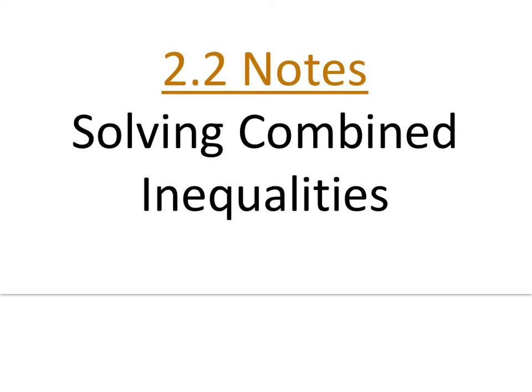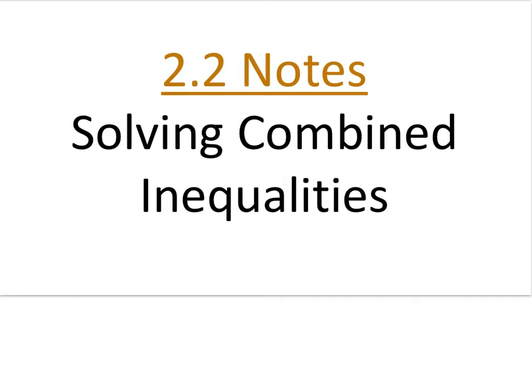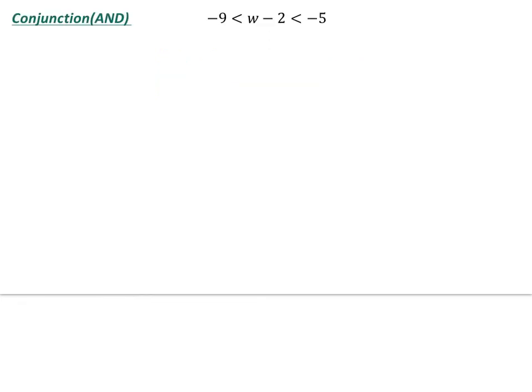Our next set of notes is Chapter 2, Section 2, and it's called Solving Combined Inequalities, which means we're working with "and" and "or" statements. I'll show you an example and we'll see if it refreshes your memory. This guy right here is called a conjunction, which is a fancy word for saying this is an "and" statement. We're going to have to solve this "and" statement, and then we're going to graph it.